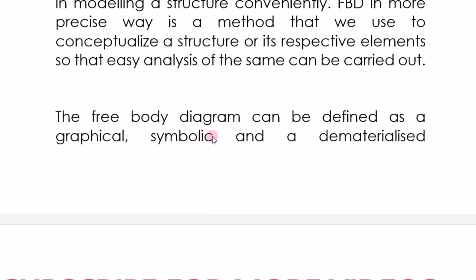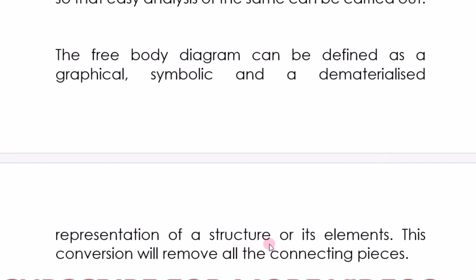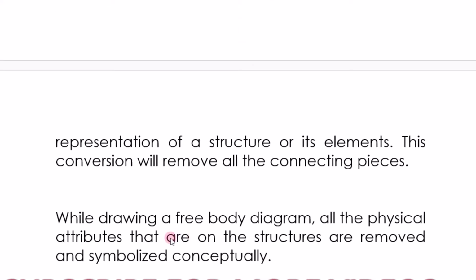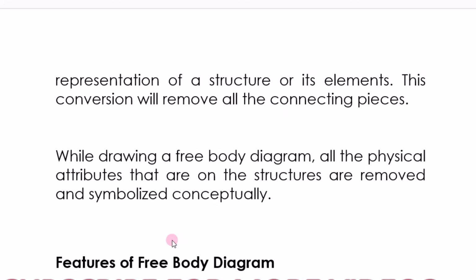Now, when we look into its definition, the free body diagram is defined as a graphical, symbolical, and dematerialized representation of a structure or its elements. This conversion will remove all the connecting pieces and make a simpler figure out of a complex structure. While drawing a free body diagram, all the physical attributes on the structure are removed and it is symbolized conceptually.